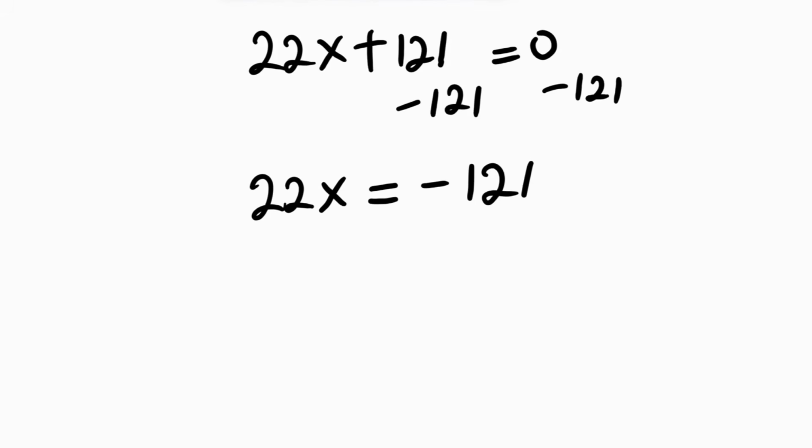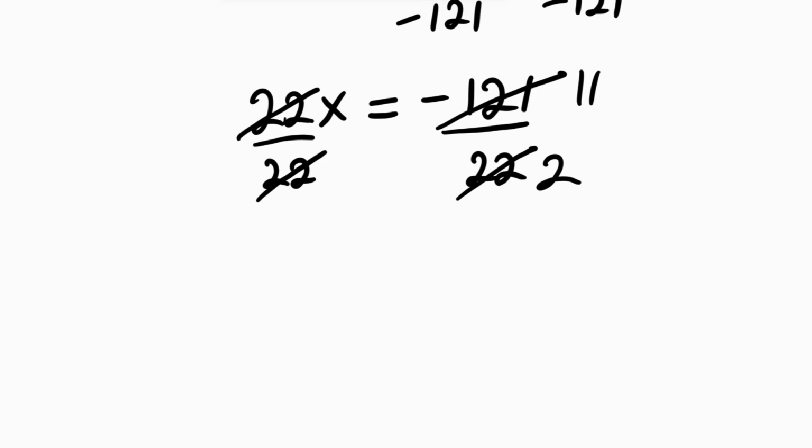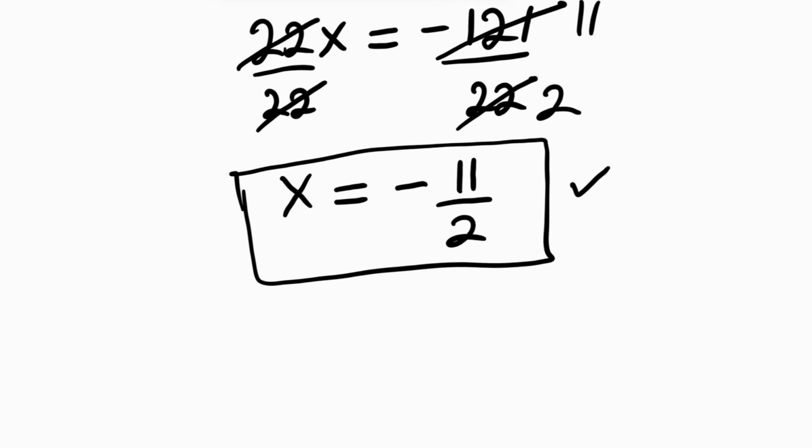So now to find the value of x, we divide both sides by 22, right? So that's exactly what we'll do. That cancels out. So on the right-hand side, 11 can still go through. 11 in 22 will give us 2. 11 in 121 will give us 11, because 11 times 11 is 121. So our x now is equal to minus 11 divided by 2. This is our final answer.